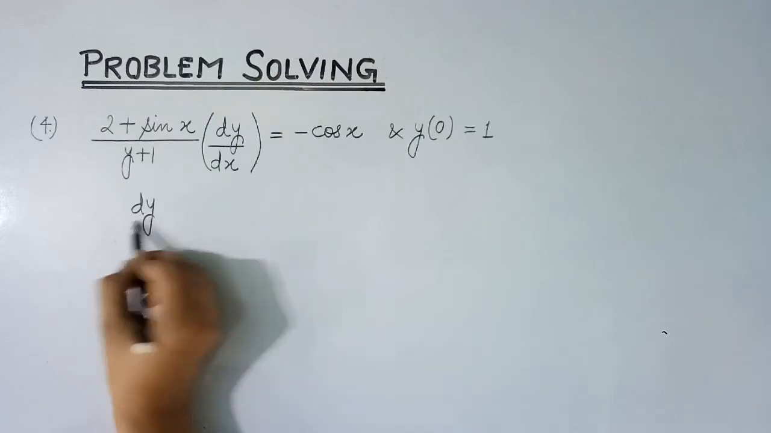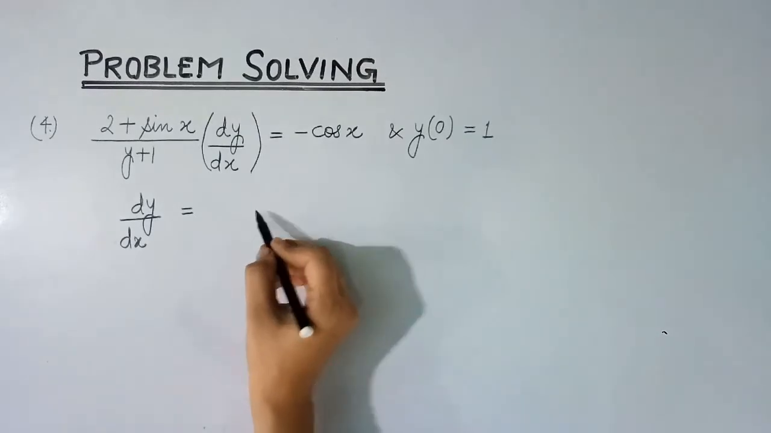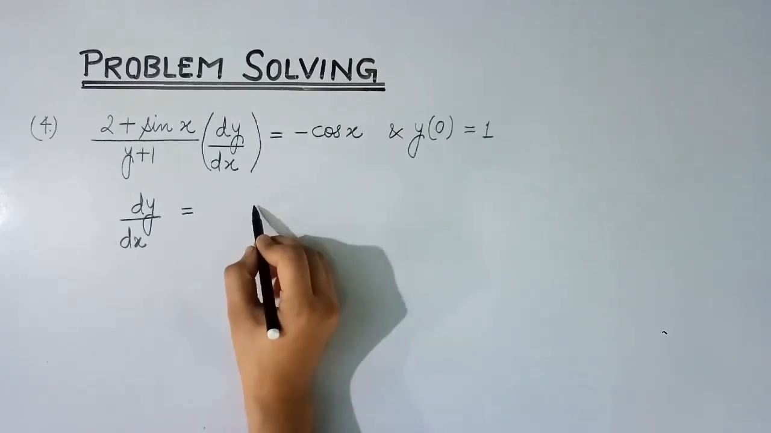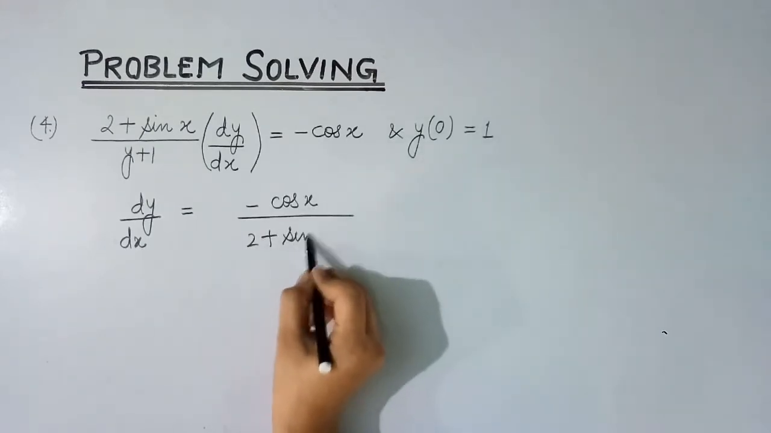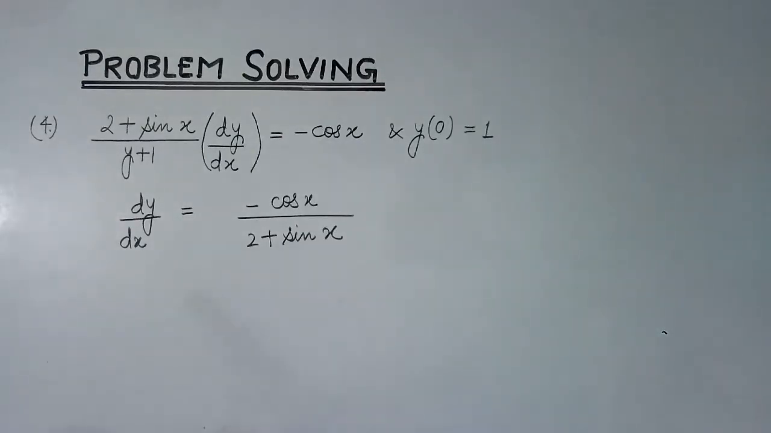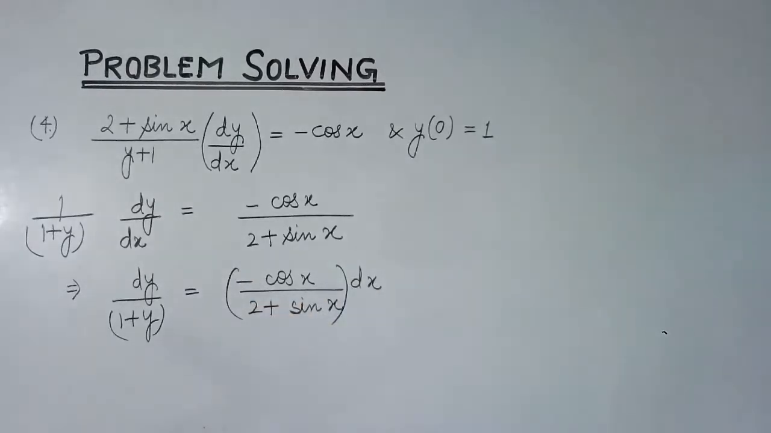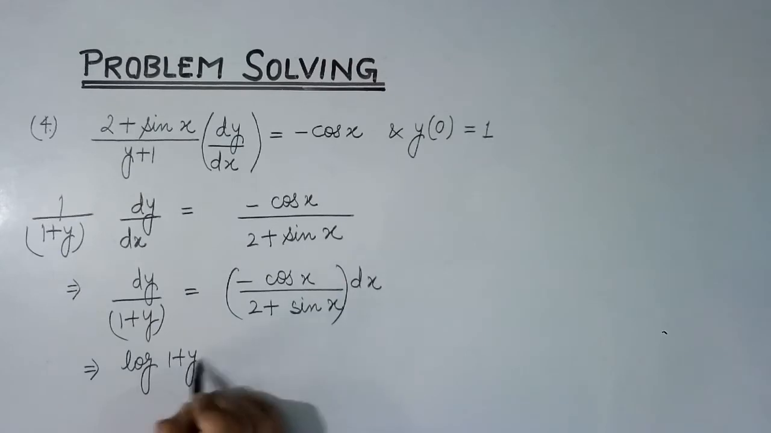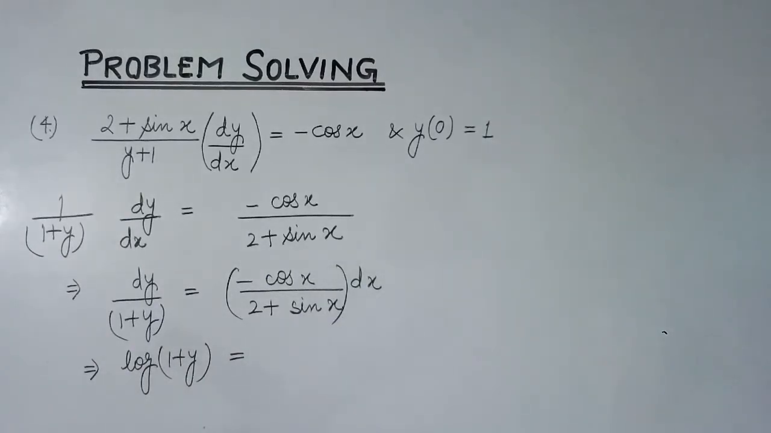So first simplify this. We will get, okay, so you can easily separate the x terms and y terms. Okay, this is the obtained equation and we have to integrate on both sides of the equation. So this will give log 1 plus y and you can easily integrate. You can take the term t and this is an easy integration.